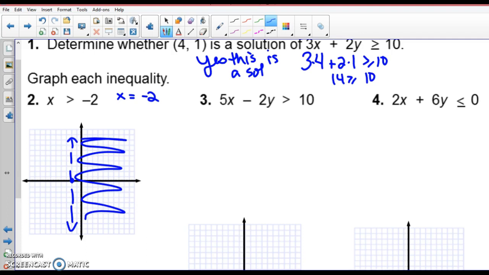Now, listen to me. Did you see how Teresa's old school method caught that mistake? Because as soon as I put 0, 0 in, I'm like, wait, 0 is greater than -2. What? I'm shading towards that.